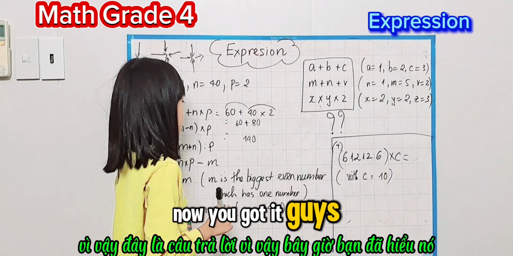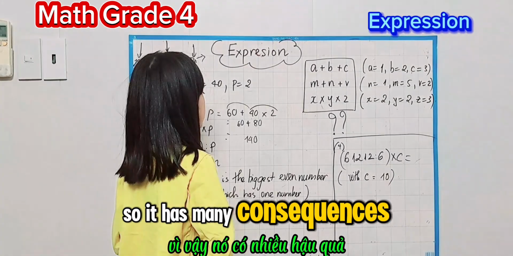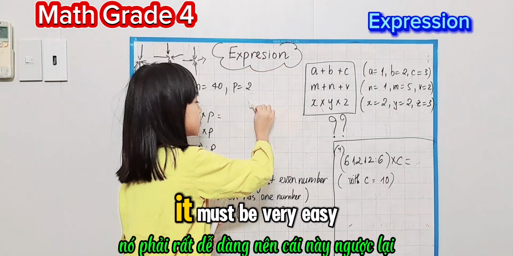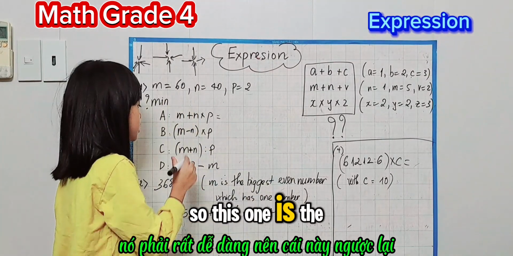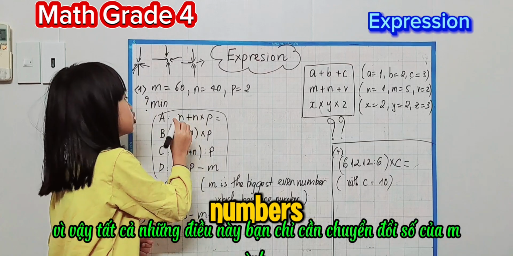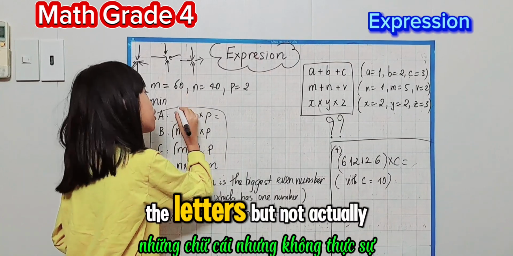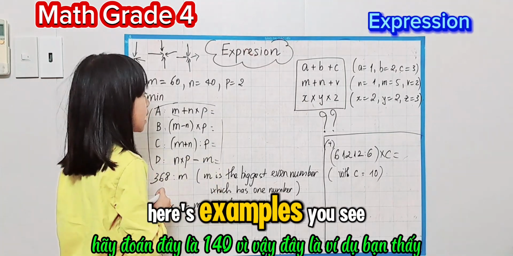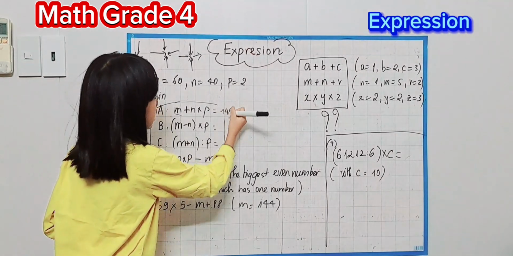So now you got it, guys. It has many consequences. You might understand this because it's fourth grade, it must be very easy. So this one is the opposite. For all of these, you just need to switch the numbers with the letters. Actually, let's guess here's 140. So here's examples. You see? That's how we do it.